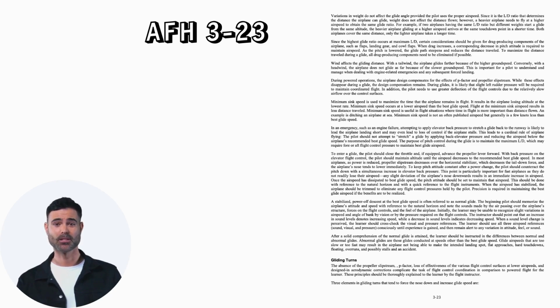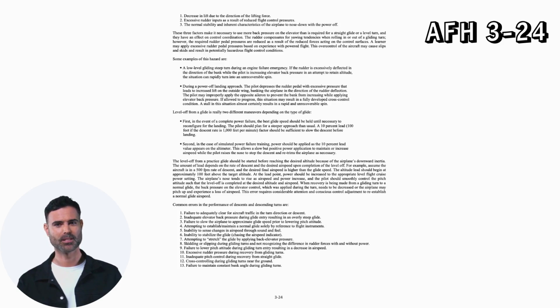Three elements in gliding turns that tend to force the nose down and increase glide speed are: 1. Decrease in lift due to the direction of the lifting force. 2. Excessive rudder inputs as a result of reduced flight control pressures. 3. The normal stability and inherent characteristics of the airplane to nose down with the power off. These three factors make it necessary to use more back pressure on the elevator than is required for a straight glide or a level turn, and they have an effect on control coordination. The rudder compensates for yawing tendencies when rolling in or out of a gliding turn.